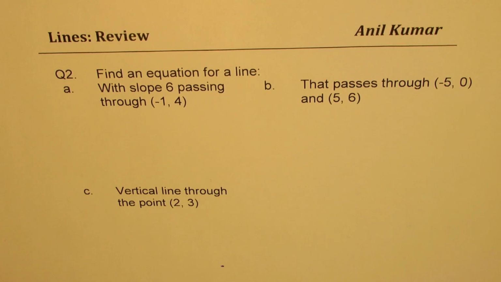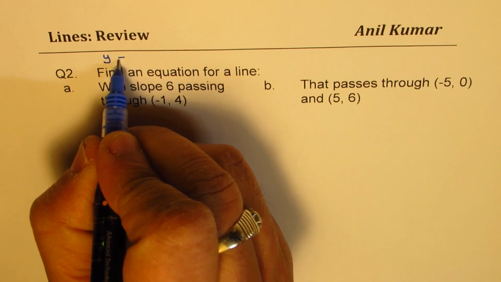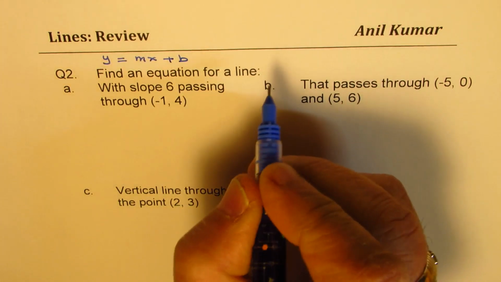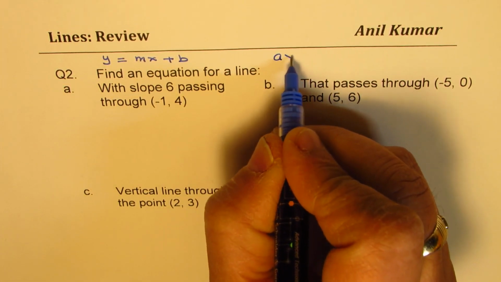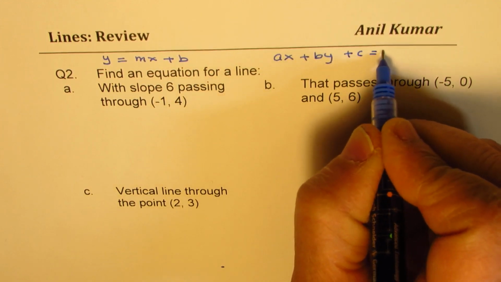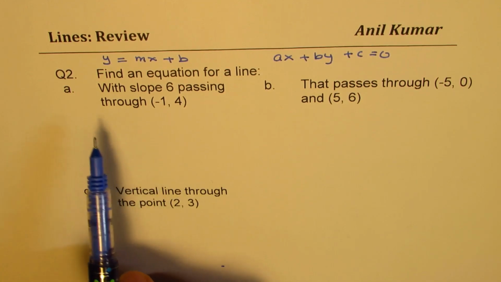Question number 2. Find an equation for a line. We are given 3 different conditions here. Well, you can write equation of a line in slope-intercept form as y equals to mx plus b, or also you could write it as ax plus by plus c equals to 0. So that is the standard form, correct? So let's go through the questions and then decide.